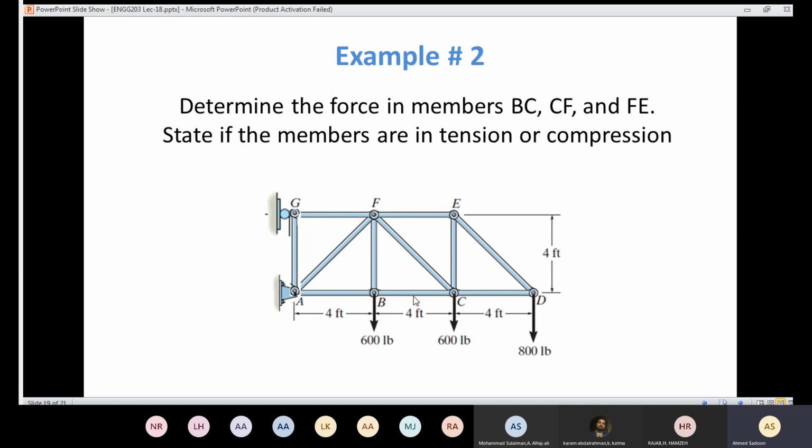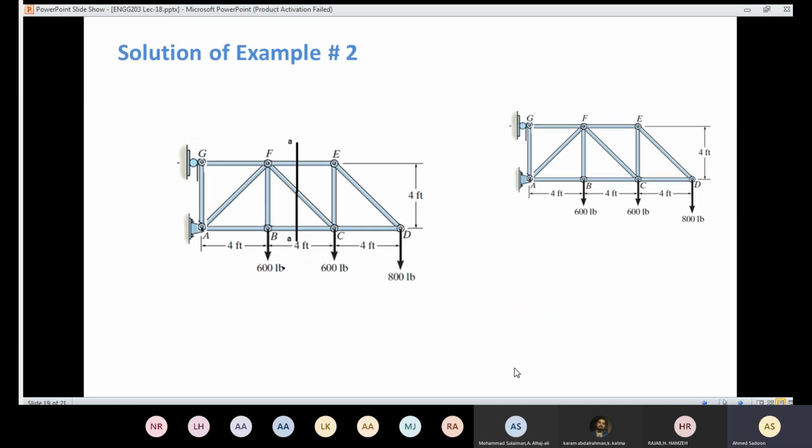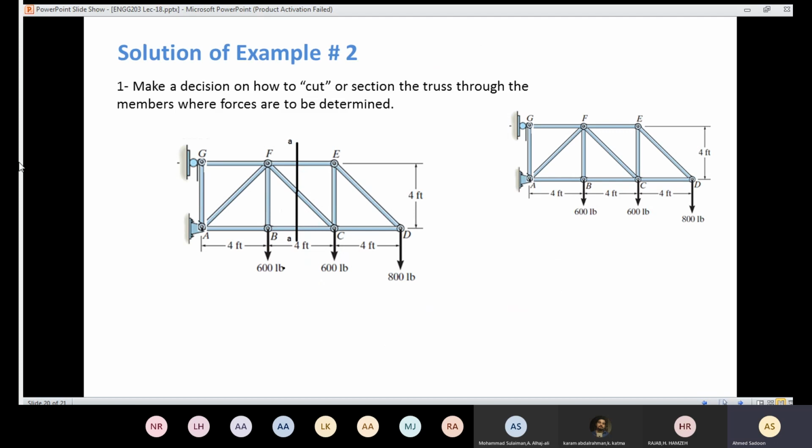But we know that for a situation like this one, the method of section is the best method. So we are going to use the method of section in order to solve that problem. The first thing to be done is to decide how to cut the truss. We are going to cut the truss like that from here, so that we are going to have 3 unknowns. If I have more than 3 unknowns, we are not going to be able to solve the problem. So we are going to cut here.